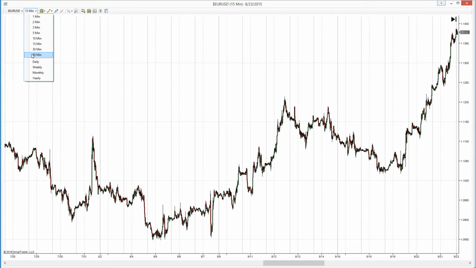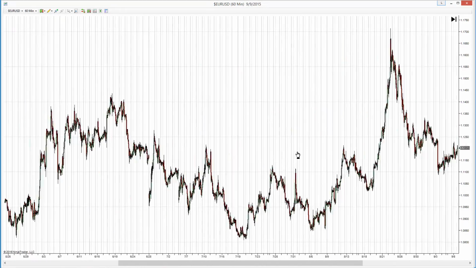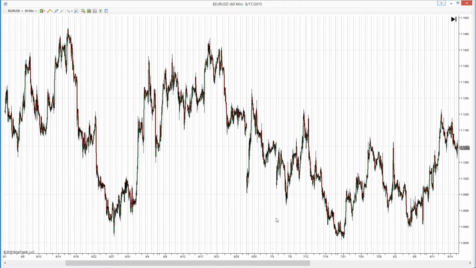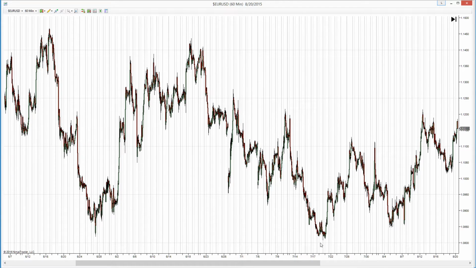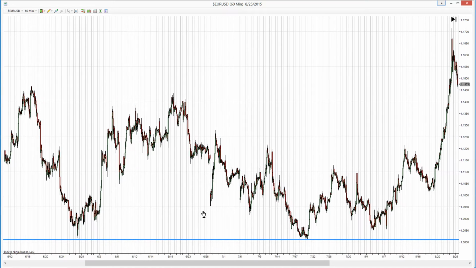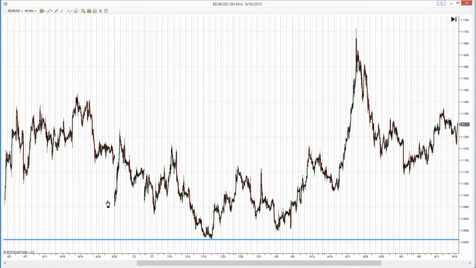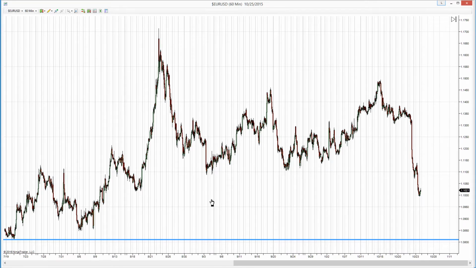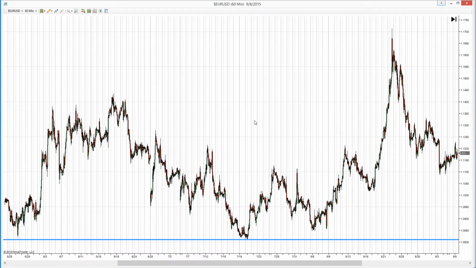Okay, let's make a 60-minute chart to see the whole picture. So what we have here? On July 17 here is support. And since then, we got a bounce up and never broke that level.